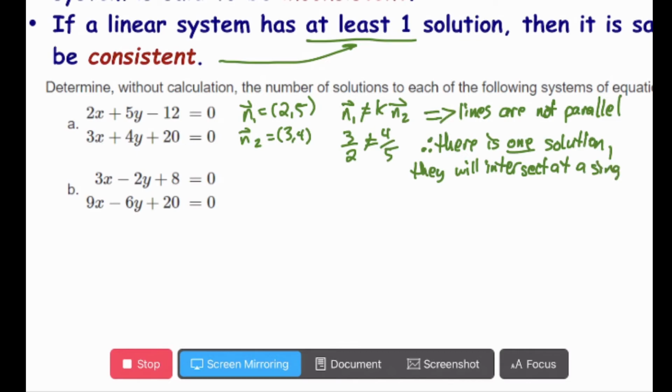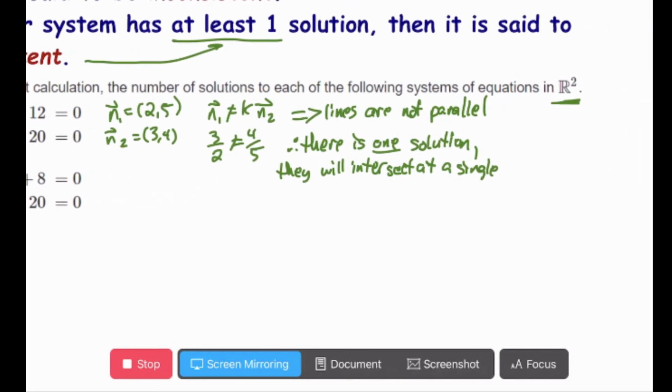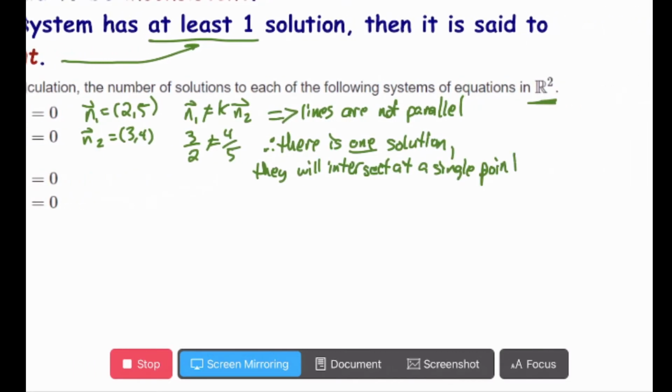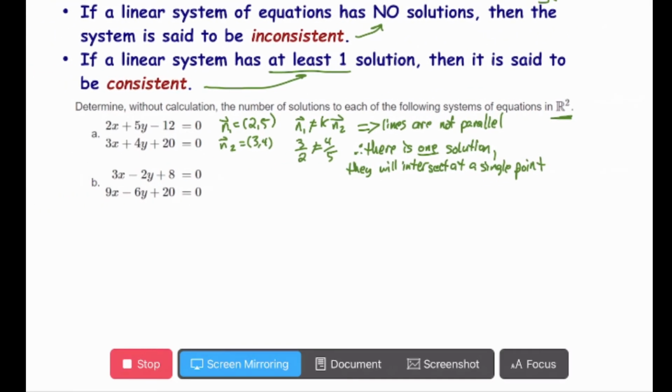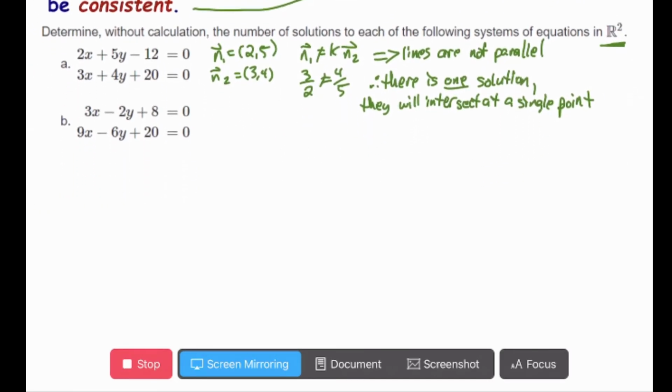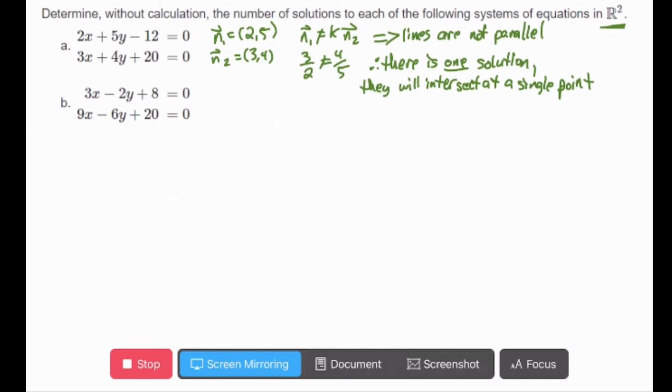So technically we did some calculations here, but the idea is that we didn't calculate to find what the point of interest is, or the point of intersection is, if it exists. We just did some quick calculations in terms of, are these lines parallel, and answered indirectly that way. Let's take a look at our next example.